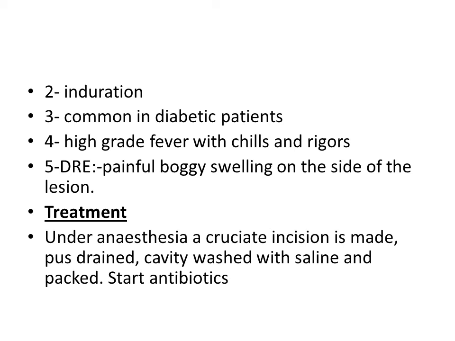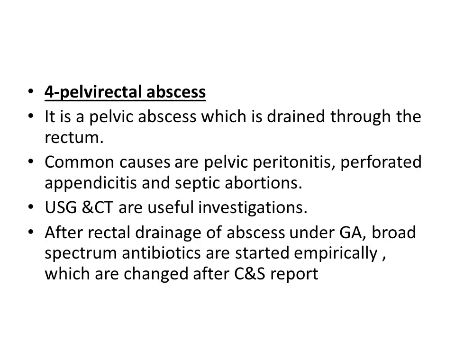Treatment. Under anesthesia, a cruciate incision is made, the pus is drained, all loculi are broken, the cavity is thoroughly washed with normal saline or povidone iodine solution, and then it is packed with a sterile gauze. Patients are started on antibiotics. Empirically, we will start antibiotics immediately, and we will send the pus for culture and sensitivity. When the report comes, then we will change the antibiotics according to culture and sensitivity report.